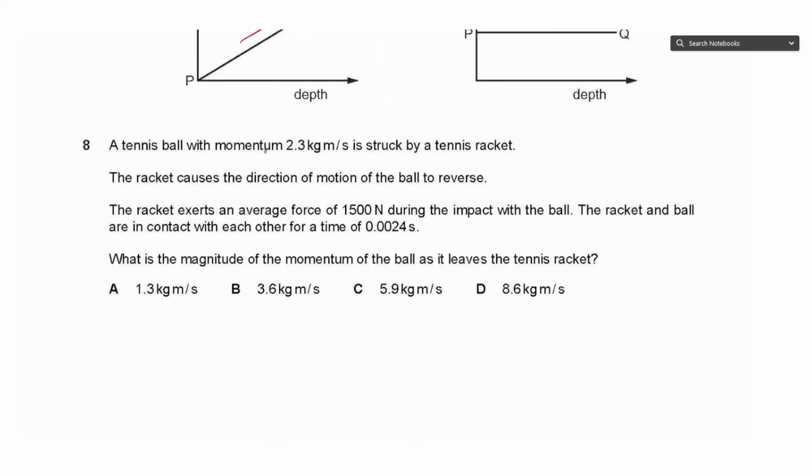Question 8 says a tennis ball with momentum 2.3 kilograms meter per second is struck by a tennis racket. The racket causes the direction of motion of the ball to reverse. The racket exerts an average force of 1,500 newtons during the impact with the ball.